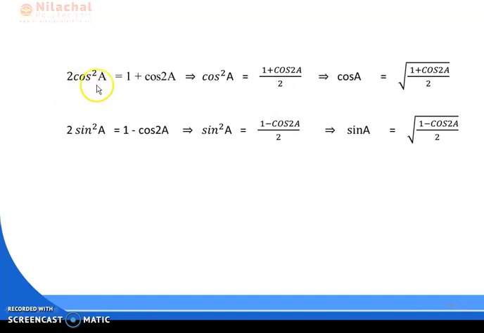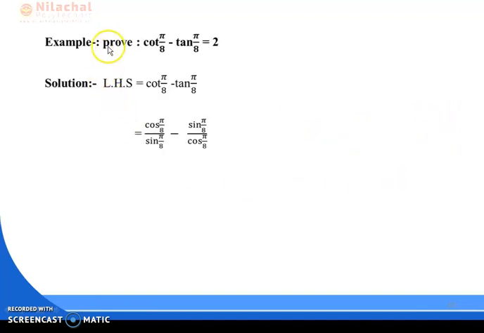So let's see, from this formula we get that 2 cos square A equals 1 plus cos 2A, or you can write cos square A equals 1 plus cos 2A by 2, or you can write cos A equals root over 1 plus cos 2A by 2. Then from the other formula, 2 sin square A equals 1 minus cos 2A, sin square A equals 1 minus cos 2A by 2, and sin A equals root over 1 minus cos 2A by 2.